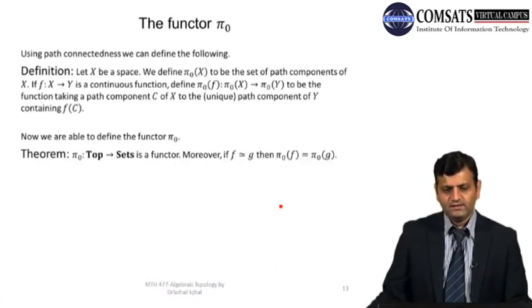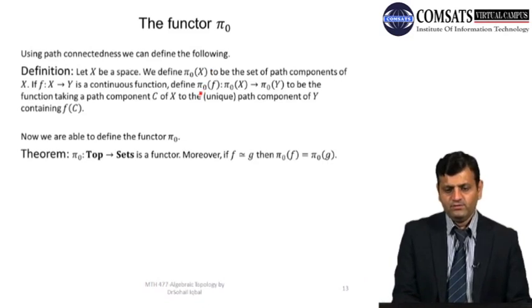So let's define the functor pi naught using the path connectedness. Let X be a space. We define pi naught of X to be the set of path components of X. So what are the path components of X? We have already seen that these are basically the equivalence classes of the equivalence relation defined from the path connectedness.